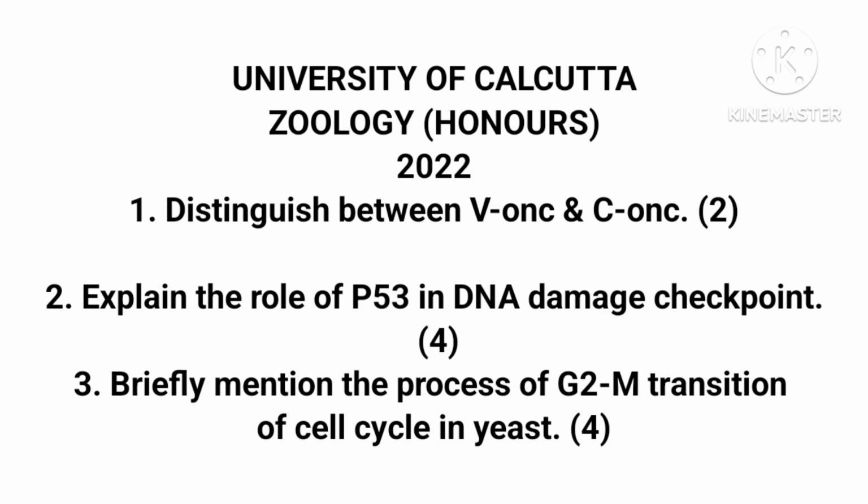First of all, distinguish between V-onc and C-onc. Explain the role of P53 in DNA damage checkpoint. It is an essay type question carrying 4 marks. It needs point-wise detailed explanation along with diagram. And the third one, briefly mention the process of G2M transition of cell cycle in yeast, also carrying 4 marks, essay type question. And it needs point-wise detailed explanation along with pointed diagram.